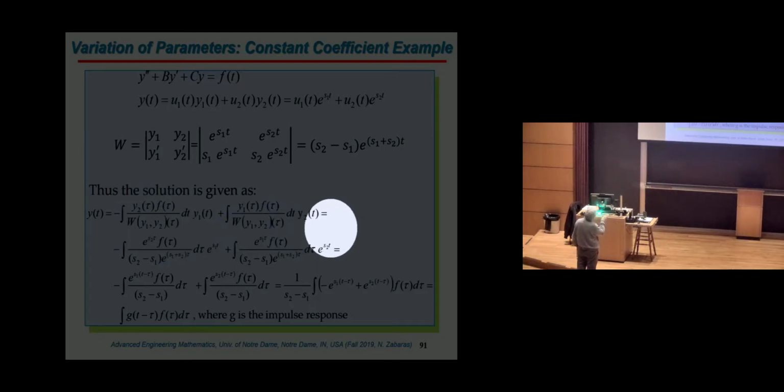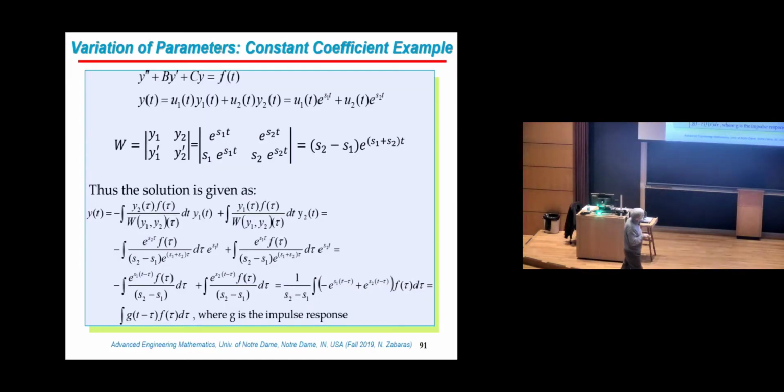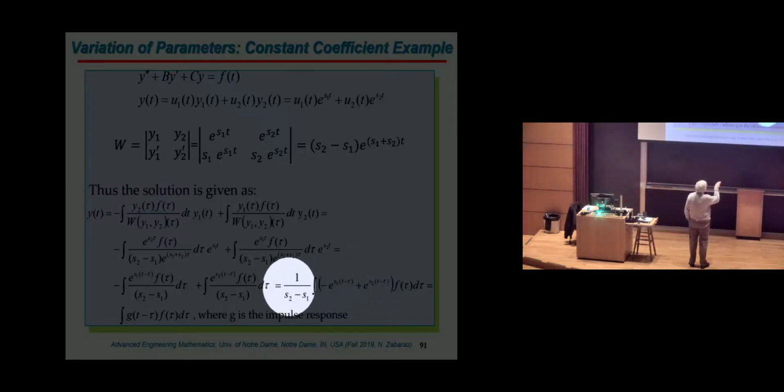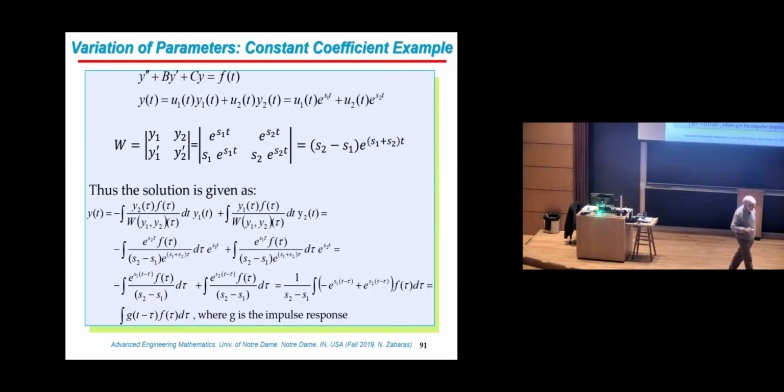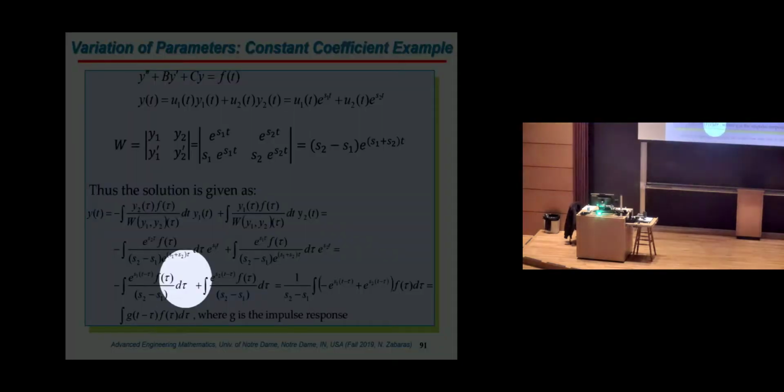So if you plug in things, right, for Y1 and W, you get this final wonderful result. And as you know by doing the homework problem, everything that you see inside that integral in parentheses, so that parenthesis divided by S2 minus S1, has to be the impulse response. Because if you know the impulse response, G, you can write the response to any forcing function f as such, right? Using this idea of convolution.